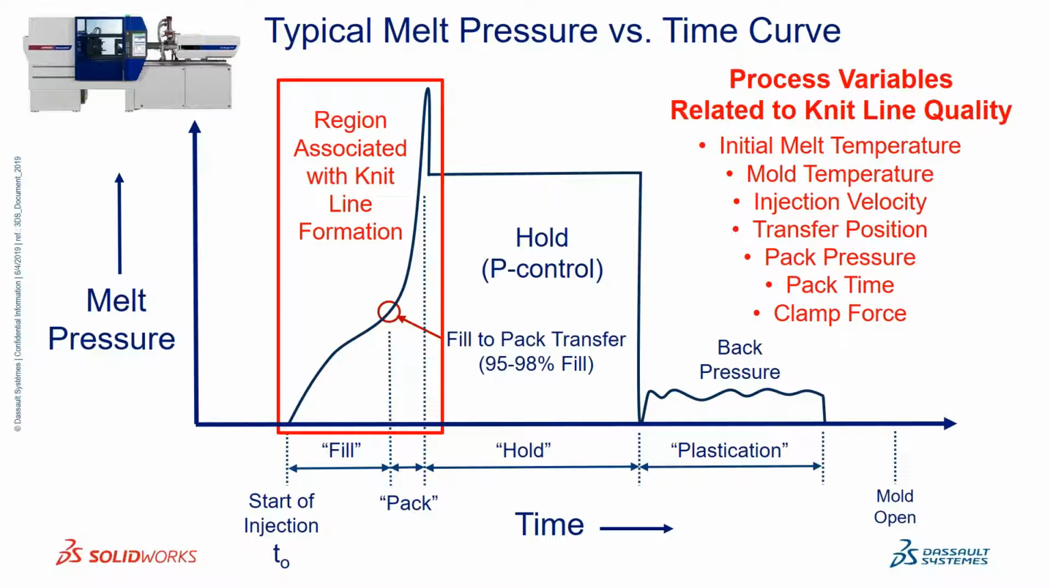I also put reduced clamp force, because if you don't need a lot of clamp force for the part that you're molding, if you have extra clamp force, then you can back off. That also helps with venting because you're not keeping the air as tightly held within the cavity. But pack pressure, fill speed, melt temperature, these are all critical variables for knit lines.